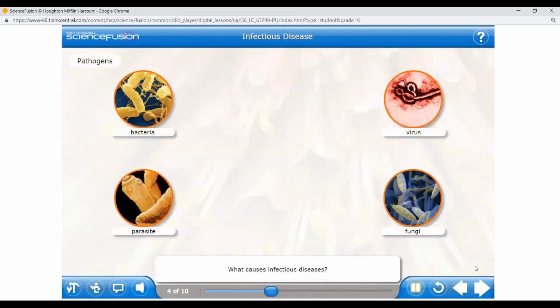What causes infectious diseases? So as you know, a pathogen is something that causes my body to get a disease, maybe for a while or for a longer time. For example, bacteria. You have bacterial infections. We get viral infections, fungal infections, and we also get parasitic infections. So one by one, let us see this.